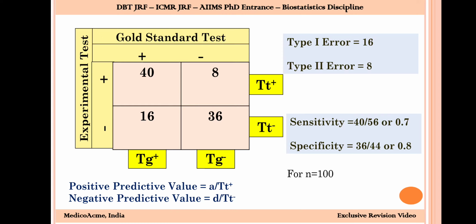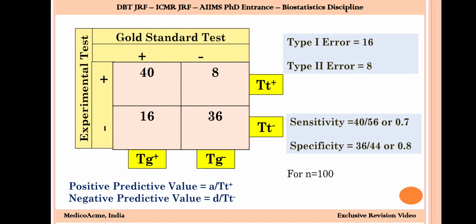Sensitivity here is 40 by 56, which is equal to 0.7. Specificity here is 36 by 44. No need to explain here, you can just add up the things. Go to the previous slide, add them up, and you will find 0.8 as the specificity. This is for n equal to 100. So guys, this is very important. Just go and revise it. Go back to the previous slide, put the values in the formulas, and you will get the answer. Just practice it. This is a very short video of 20-25 minutes, and you can practice as much as you can.